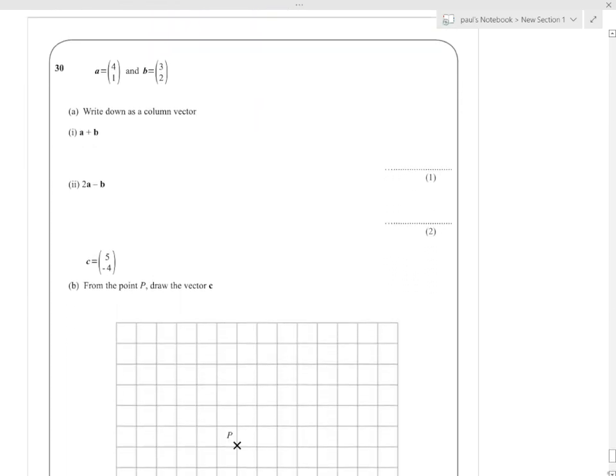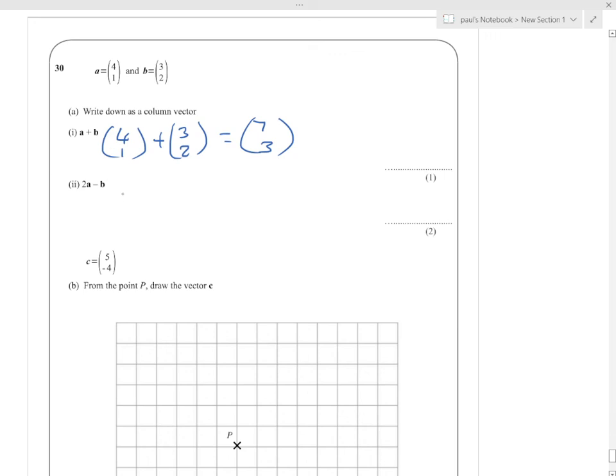Oh, vectors. A is (4, 1) and B is (3, 2). Write down as a column vector A plus B. So what we're doing is (4, 1) plus (3, 2). And all you do is add the top, which is 7, add the bottom, which is 3. So (7, 3).